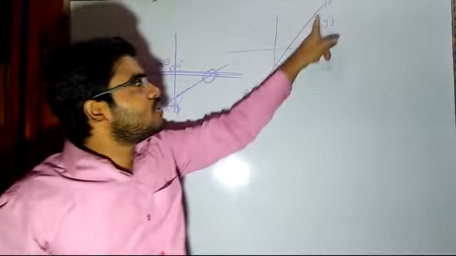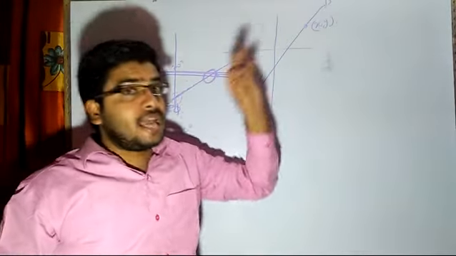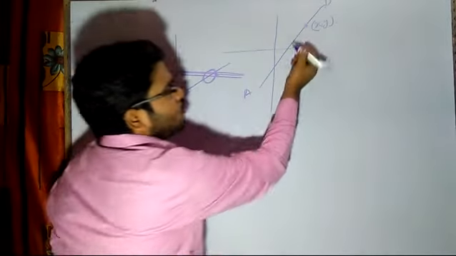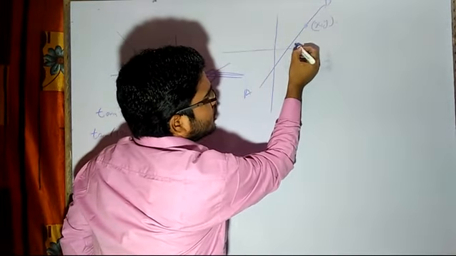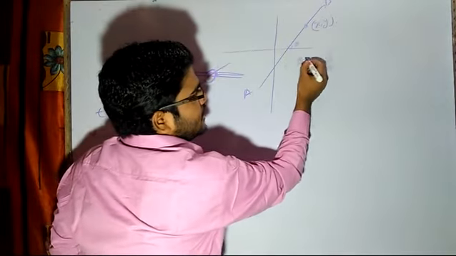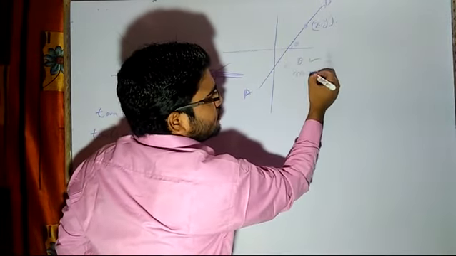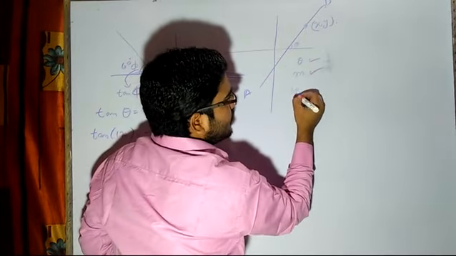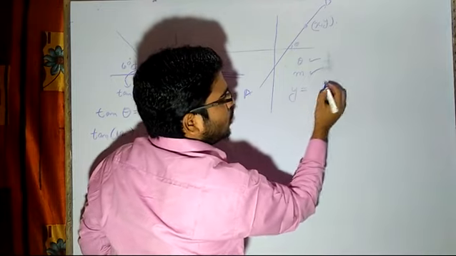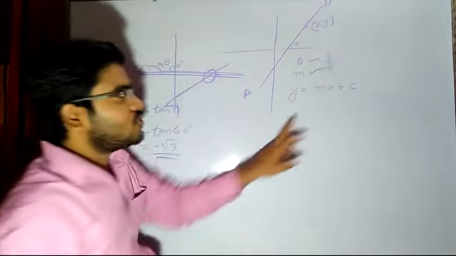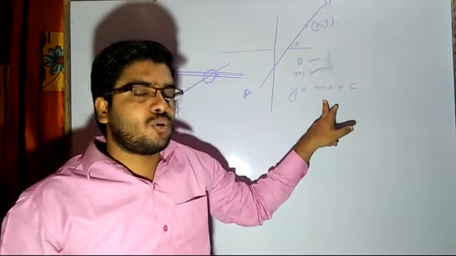Now, I have to take any point on this line, the line which is given. I took xy. Now, I have to see what is the inclination of this line with respect to the x-axis. First, I have to see the inclination, then I have to find out the slope. Then what will I be doing? I will be writing y is equal to mx plus c. This is the first form. This is the point slope form.